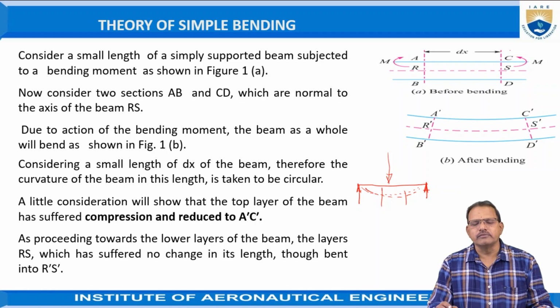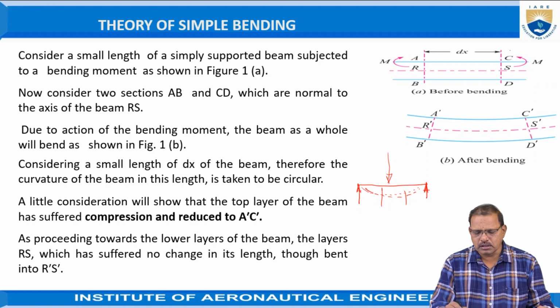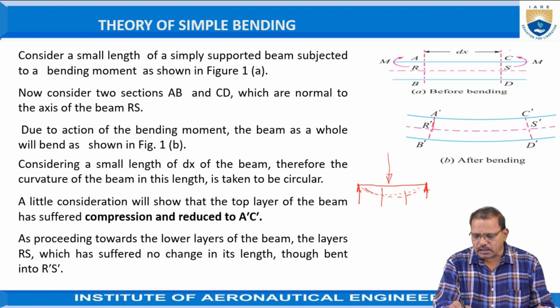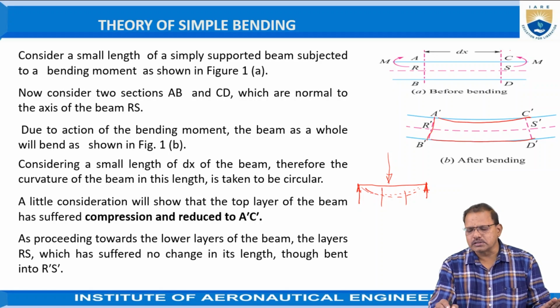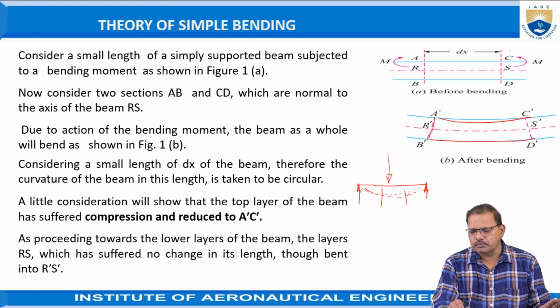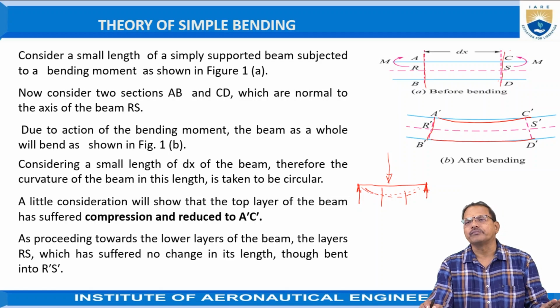A little consideration will show that here in this case, I am taking a beam like this. Here we are taking just lines. At the top it is represented AC, in the middle RS we have taken, and at the bottom position CAB. So we consider the section between AB as well as CD and so on.